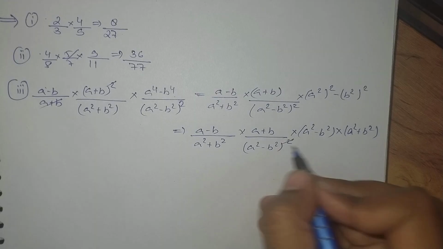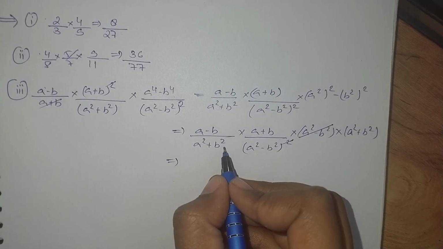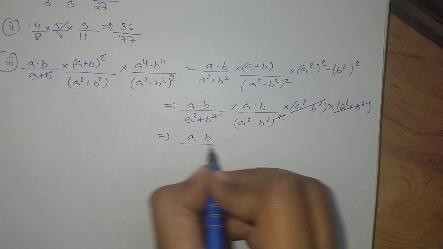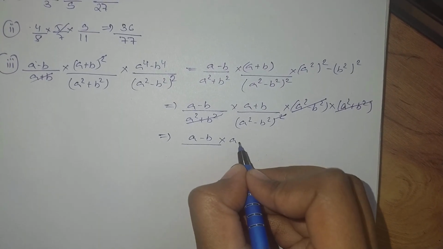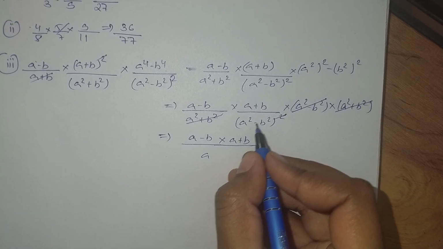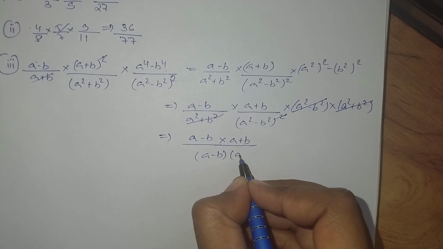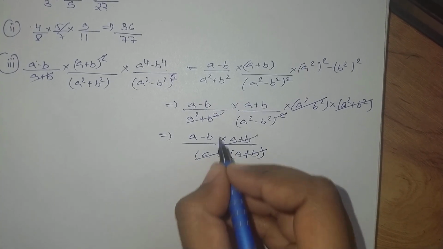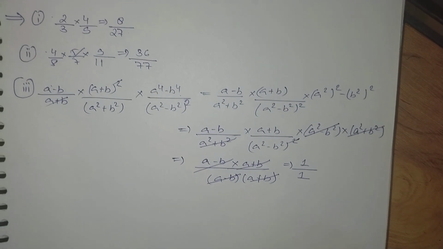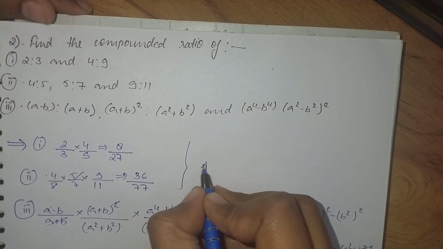So one value a plus b will be cancelled out, and a square plus b square will also be cancelled out here. We will get a minus b upon a plus b upon (a square minus b square) to the power, that is what is left. Here we will use the formula of a square minus b square, that is a minus b and a plus b. Again this will be cancelled out here, and we will get 1:1 as the compounded ratio of question number 2, third part, and this is the final solution and answer of question number 2.